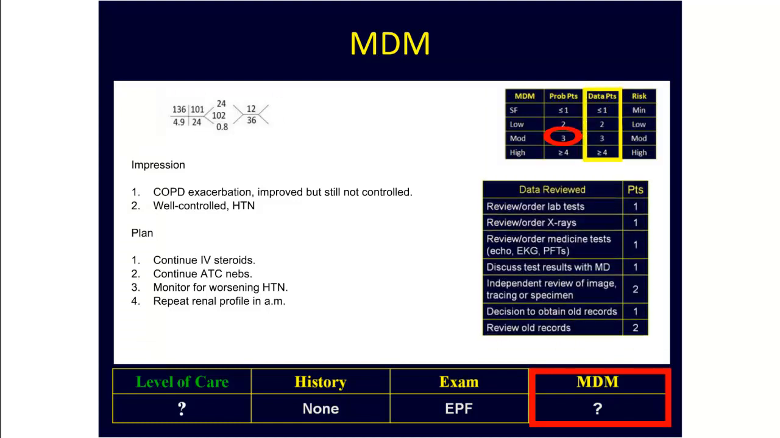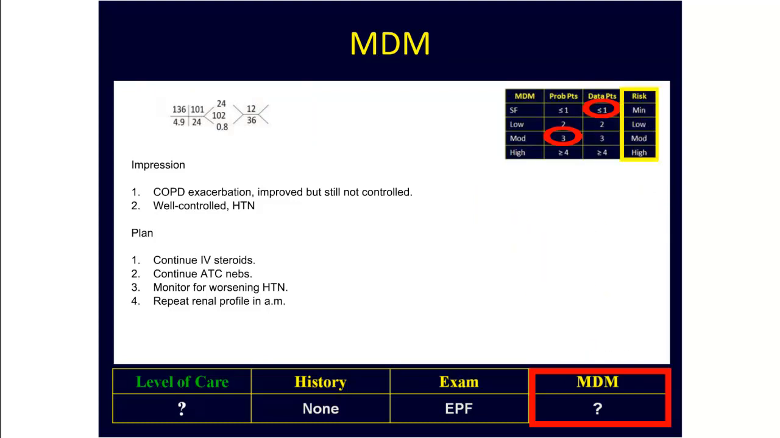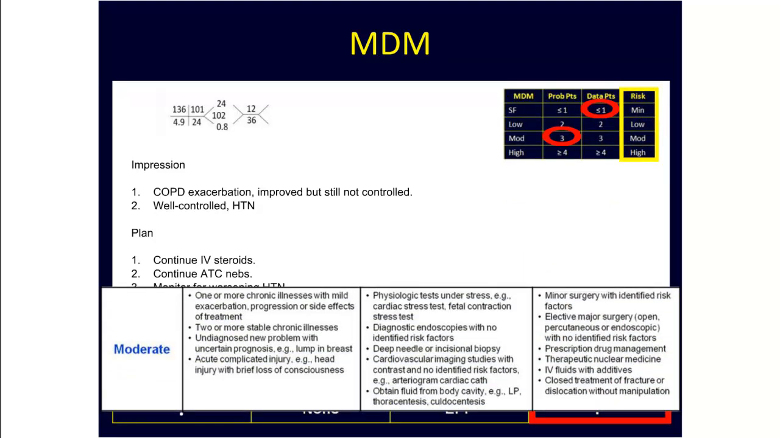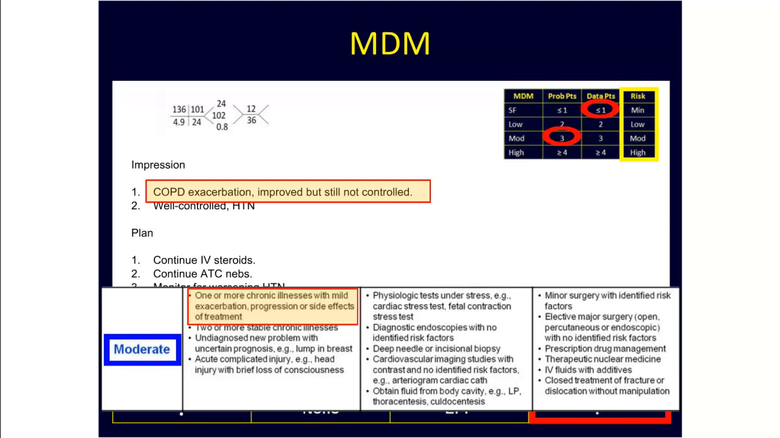Looking at the data points, here all we did was review and/or order labs, which means we only get 1 data point. The last step is to check the risk. Looking at the risk, the relevant part of the risk table is the moderate risk part. Here the COPD exacerbation counts as 1 or more chronic illness with mild exacerbation. So this definitely qualifies as being a moderate risk encounter.